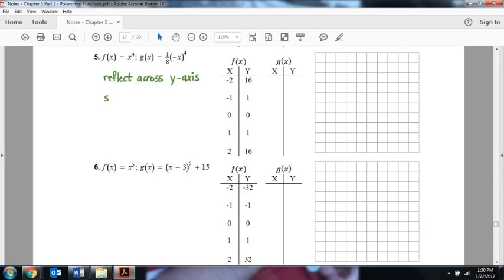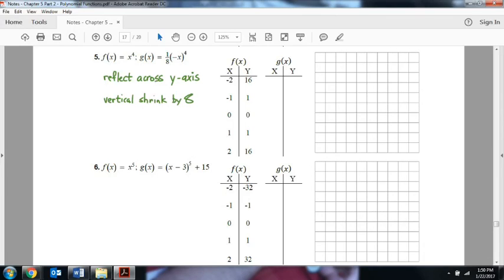It is actually a vertical shrink by 8. Sorry. Because we're dividing by 8.